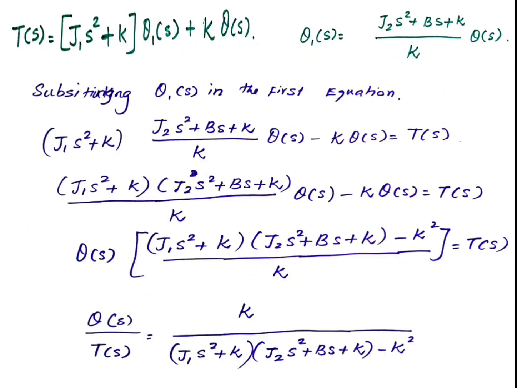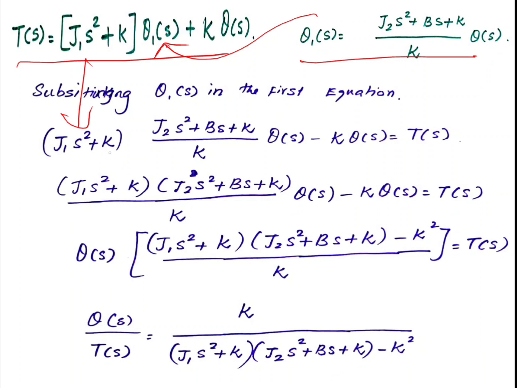So we have two different equations. This is the first equation and this is the second equation. We substitute θ1(s) in the first equation. So we get (J1 s² + k) times θ1(s), where θ1(s) is equal to (J2 s² + b s + k)/k times θ(s), minus k θ(s) is equal to T(s).